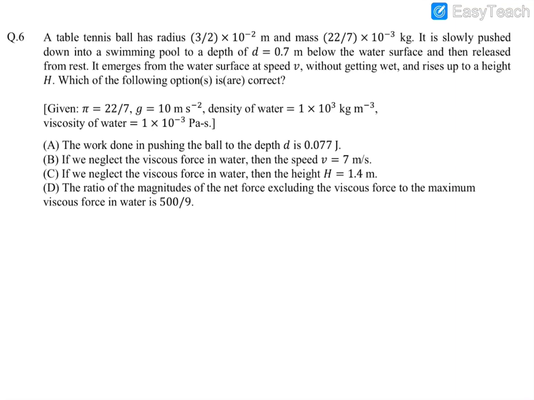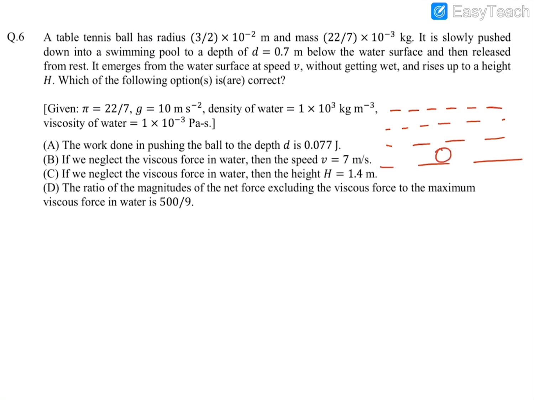In this question, you can see that there is a table tennis ball of this radius and this mass. This ball is being slowly pushed down in a swimming pool to a depth of 0.7 meter below the water surface, and then it is released. This ball comes out of the water with a speed of v without getting wet, and this ball rises up to a height of capital H. All the data is given here. We have to choose the correct option. Now work done in pushing the ball to this depth is 0.077 joule.